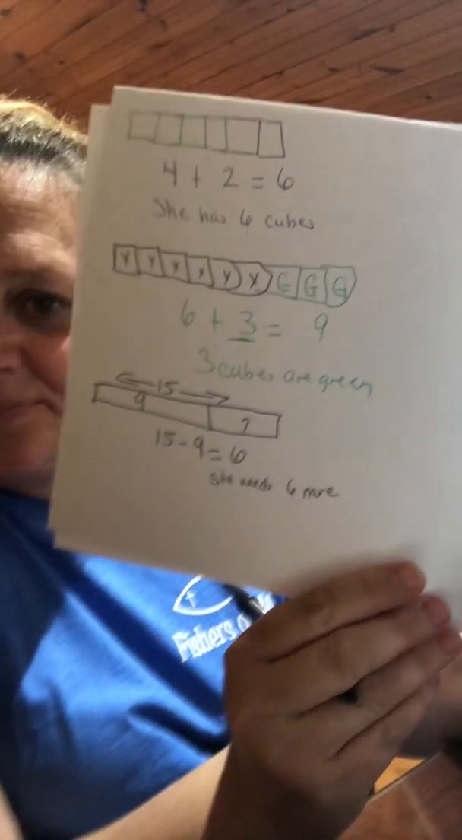So to solve this problem, we would say 15's the whole minus the part we know, which is 9. And 15 minus 9 we know equals 6. So she needs 6 more. And that's how you solve it. Right. So remember that in subtraction, you subtract the whole minus the part and you get the other part.